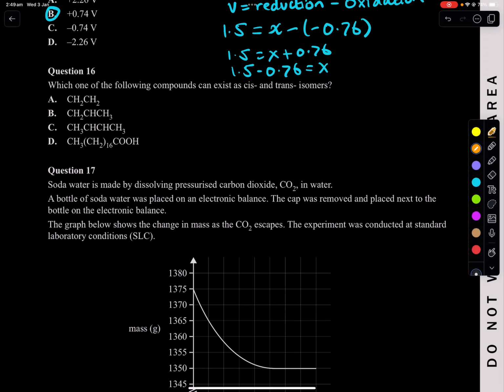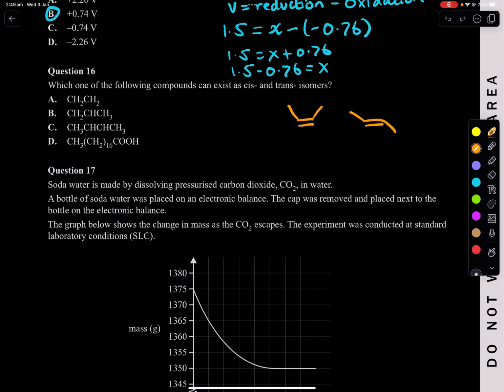Question 16. Which of the following compounds can exist as a cis or a trans isomer? Remember, it's much easier to draw them in the skeletal structure. A cis looks like this. You have a double bond, and both are on the same side. And for a trans, it's going to have a double bond, one's up and the other one's down, so they're in different directions. This is what we call a trans.